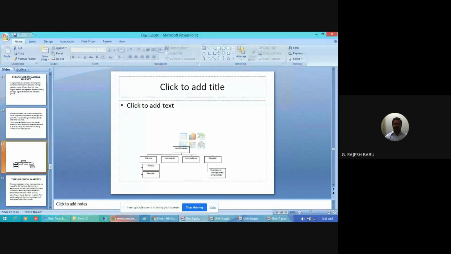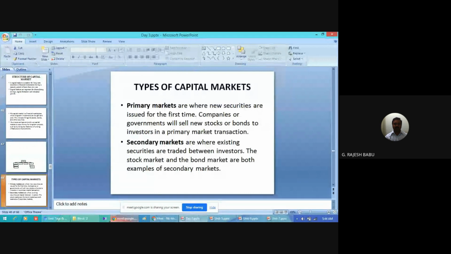Then, the capital market comprises two markets. One is the primary market, and the other is the secondary market. The primary market is also known as the new issue market, where the issuer of securities sells the new securities to the investors directly without any intermediaries.